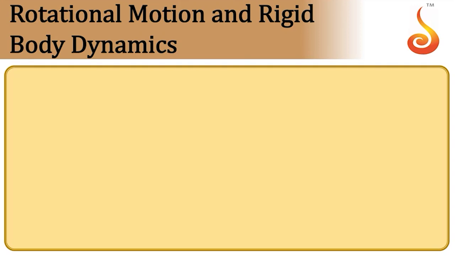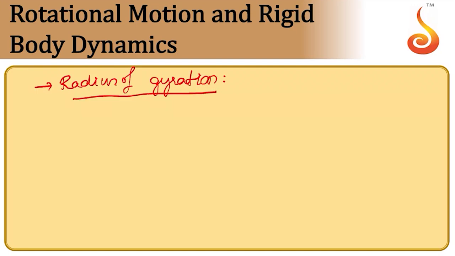This idea actually takes us to the idea of radius of gyration also. So what is radius of gyration? Radius of gyration is the distance at which the mass is assumed to be concentrated such that we get the same moment of inertia. So we choose that point in such a way that the moment of inertia obtained is same as before.